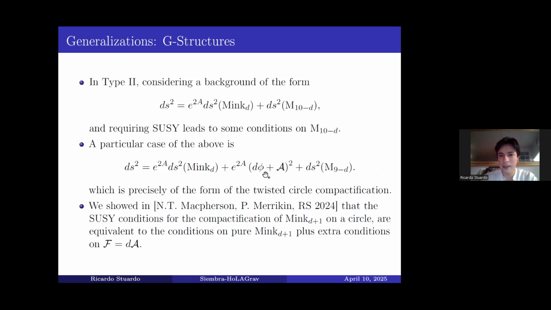So what we found is that the supersymmetry conditions, when you write the spacetime as this, are exactly the same supersymmetry conditions on Minkowski d+1, but with additional constraints on the field strength of this guy here. So what we managed to map basically is the supersymmetry conditions, or let me say it otherwise, we managed to find, let's call it a supersymmetry generating technique, to find solutions which correspond to reductions of Minkowski on a circle.